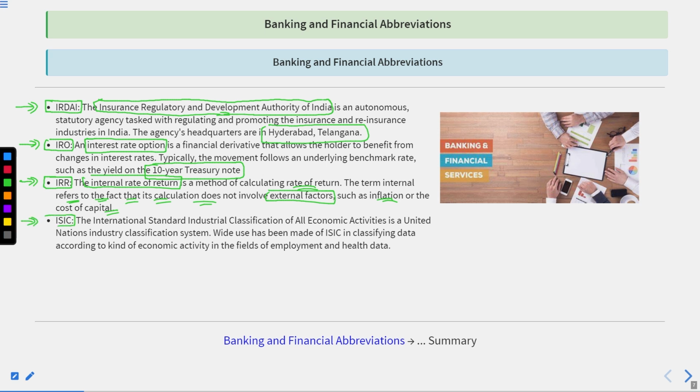ISIC, the International Standard Industrial Classification. It is a United Nations industry classification system of all economic activities. Wide use has been made of ISIC in classifying data according to the kind of economic activity in the fields of employment and health data.